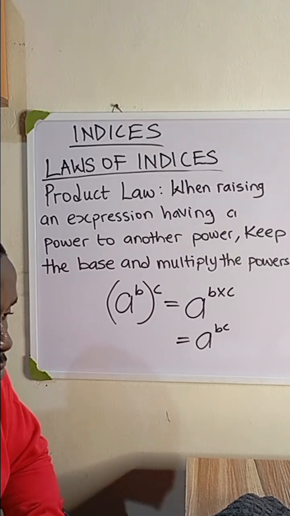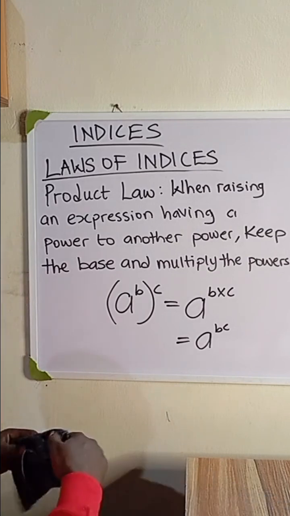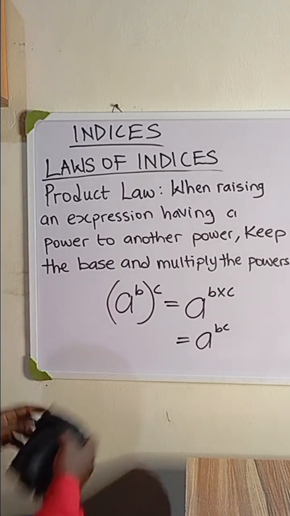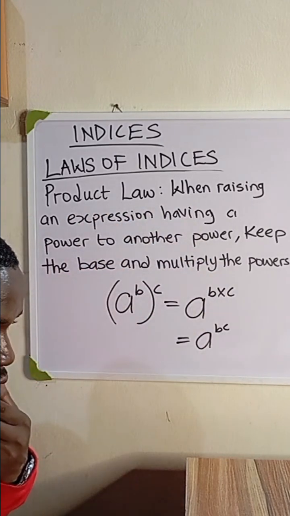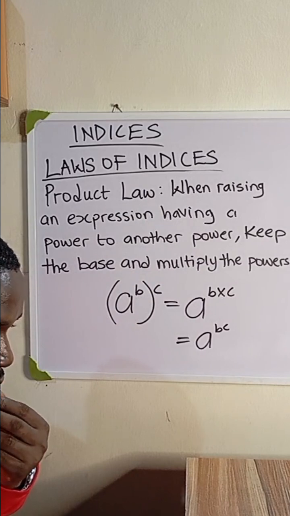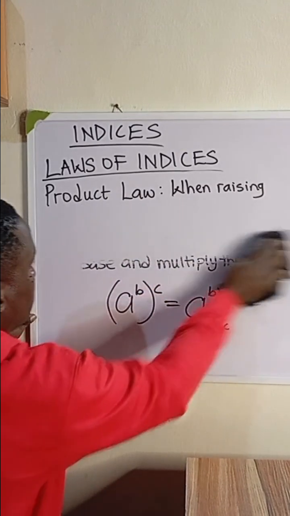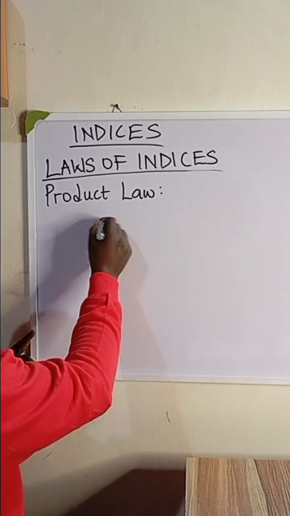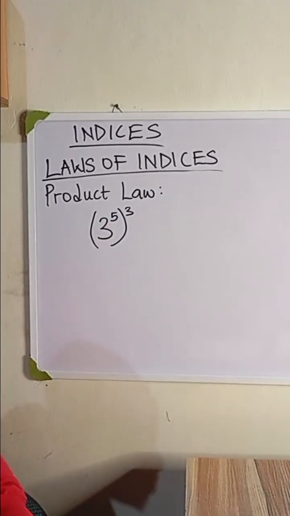Now let's look at an example, a simple one first. Okay, let me wipe it out. So if you have 3 to the power of 5 raised to the power of 3.